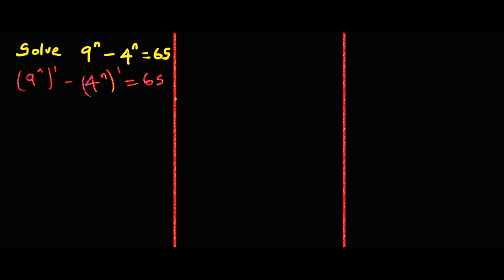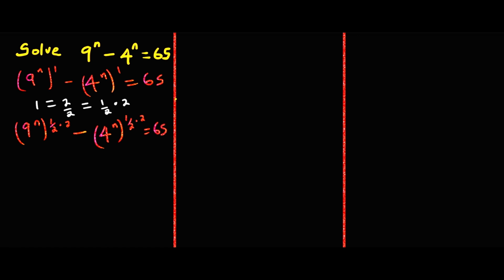So remember, we can write 1 as a fraction. If you have 1, you can write that as 2 over 2. And 2 over 2 can be seen as a product of numbers, that is half and 2. So it means therefore that we can rewrite these powers in this form without actually having to change the values. So we're going to have 9 raised to the power n raised to the power half times 2 minus 4 raised to the power n raised to the power half times 2 is equal to 65.